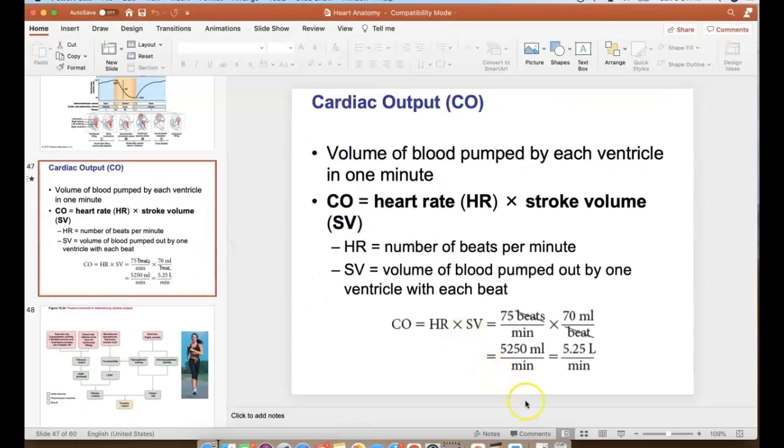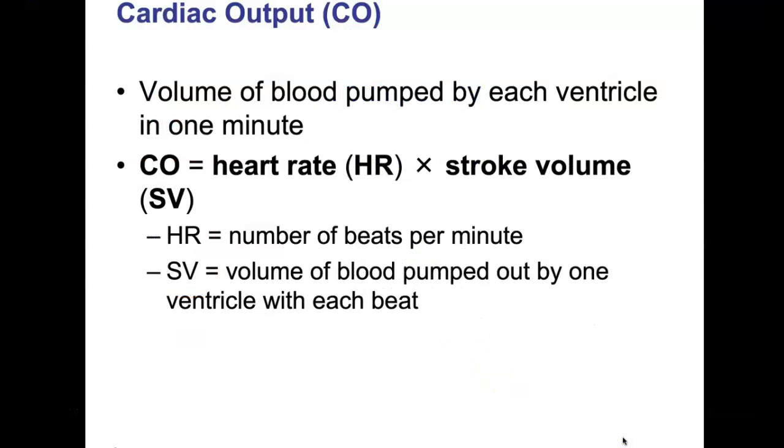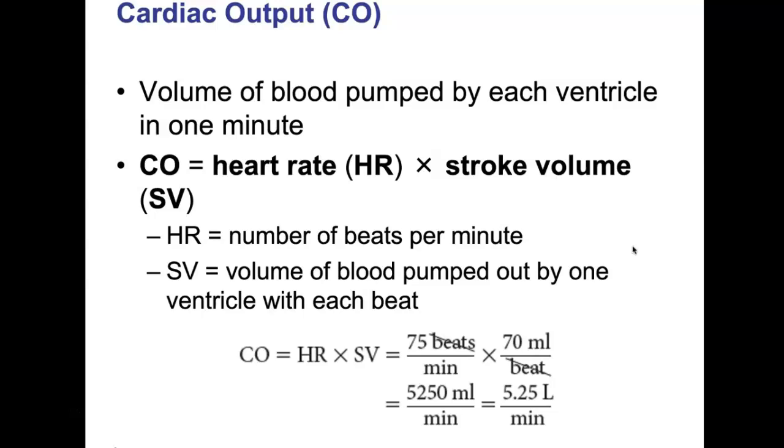Now, normal resting values for heart rate would be about 75 beats per minute, and stroke volume would be about 70 milliliters per beat. The average adult cardiac output can be computed using this equation. The normal adult blood volume is about 5 liters, which is a little more than about a gallon. So as you can see, the entire blood supply passes through each side of the heart once every minute.